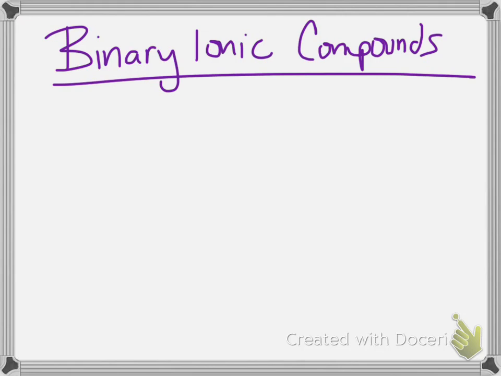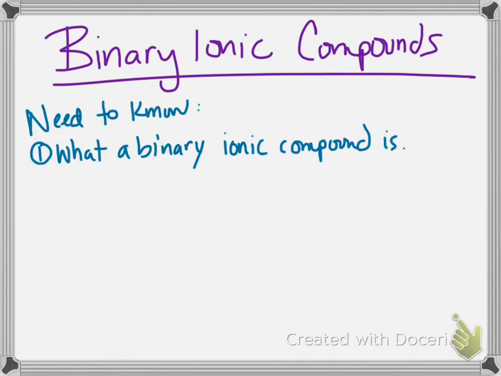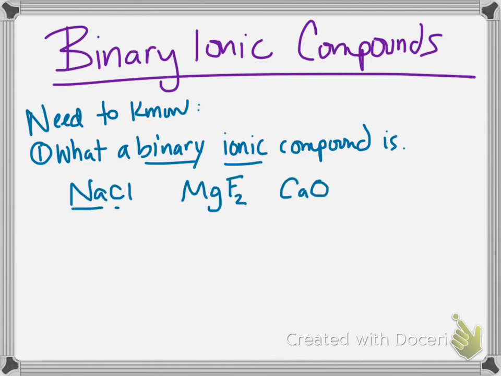So, before you start this process, here's what you should know. You should know what a binary ionic compound is. Binary refers to something that has two options, and a binary ionic compound is an ionic compound made up of just two ions. Things like NaCl, made of sodium and chloride ions. Things like magnesium fluoride, made of magnesium and fluoride ions. Things like calcium oxide, made of calcium and oxygen ions.